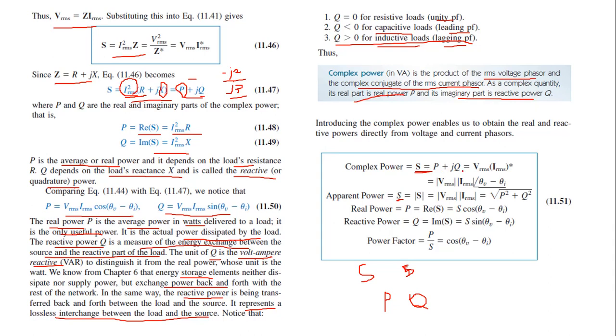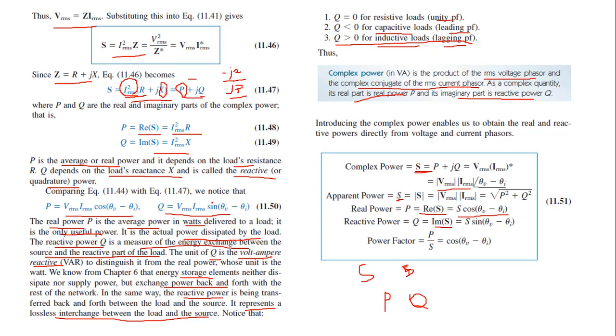P is real power, Q is reactive power, which is equal to the phasor of Vrms into the complex conjugate of the phasor of Irms. This can be written as the magnitude of Vrms Irms, angle of theta v minus theta i. This magnitude Vrms Irms is the apparent power, and real power is the real part of this complex power, which is nothing but S into cos of theta v minus theta i, and Q is the reactive power, which is nothing but the imaginary part of this S.